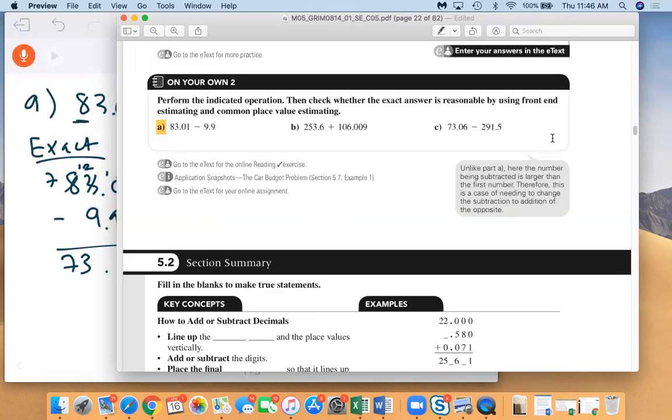So let's look at front end. So again, we start here. We look to the right. That 3 rounds it down to 80. We're going to look here. We're going to look to the right. That rounds us up to 10, minus 10. So our front end gives us 70. Well, that's pretty close, right?